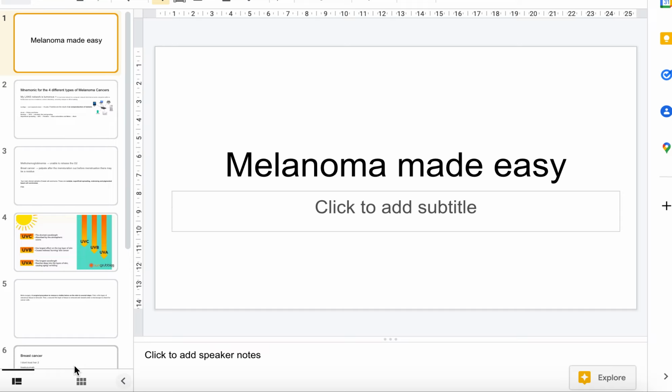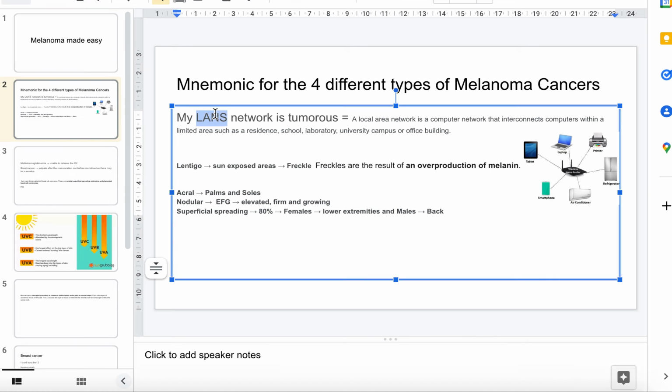To this new video. And guys, today we're going to speak on melanoma. And guys, over here I have a really nice mnemonic for you. The mnemonic is called LANS. And it's really going to help you to divide melanoma into different classifications, the different subtypes of melanoma.